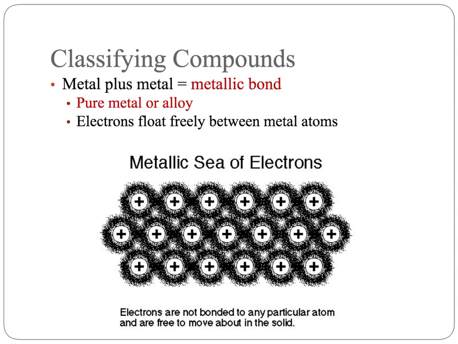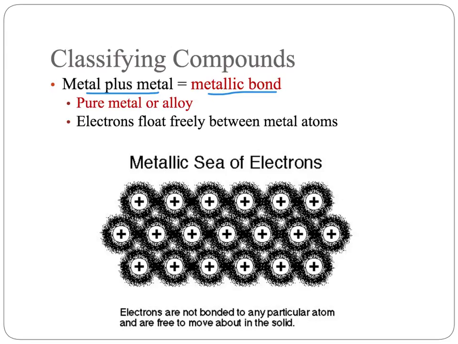Moving on now to classifying compounds, I want to start with when you have a metal plus a metal. These can be atoms of the same element or atoms from two different elements. These are held together by what's known as a metallic bond. Your book doesn't talk about this at all, but I'm just giving it to you as a freebie.